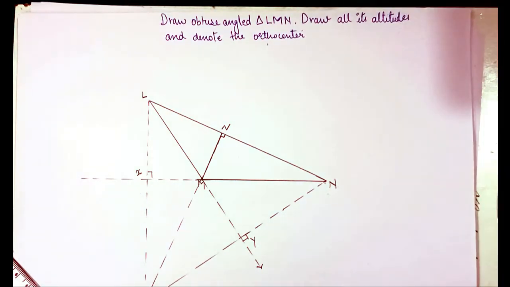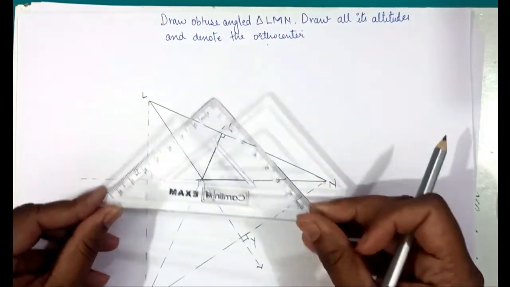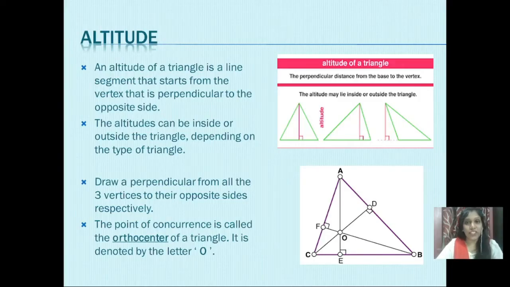I hope you understood how to draw the altitudes for right angle triangle, obtuse angle triangle and acute angle triangle. Please try this at home. They are very simple to draw. Just use your set square. Okay? Thank you.